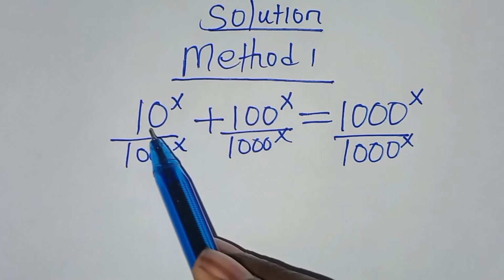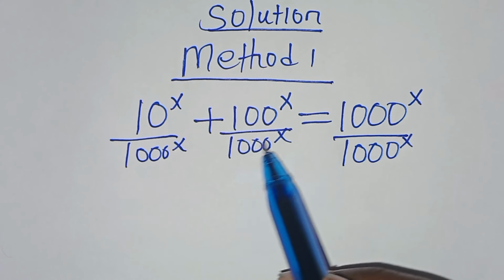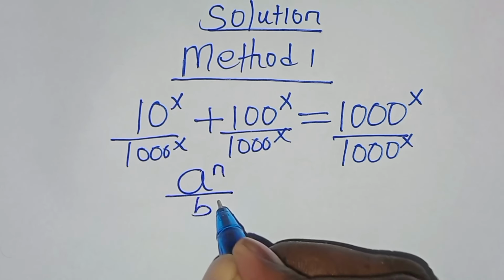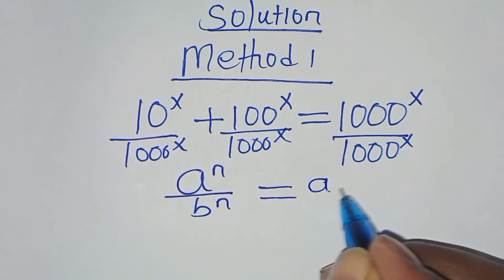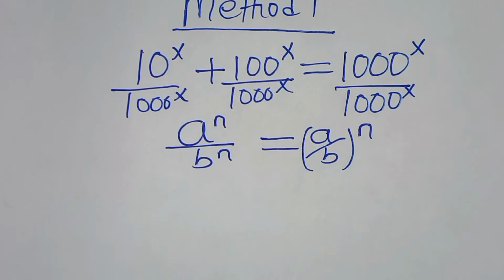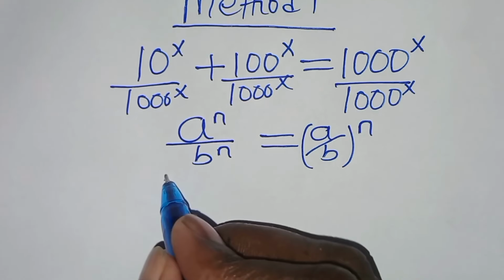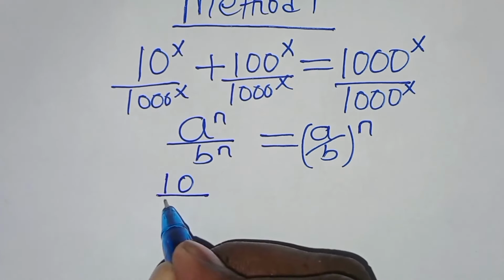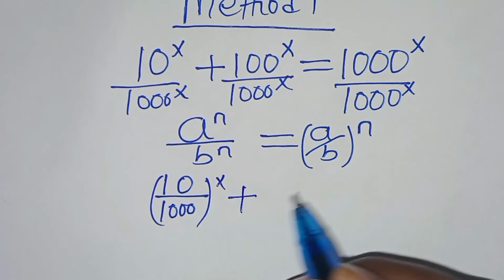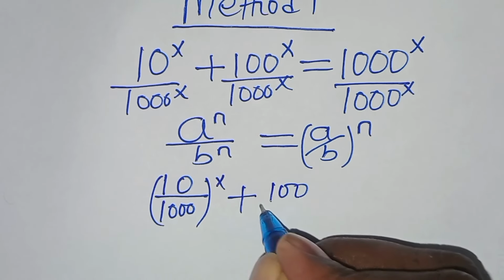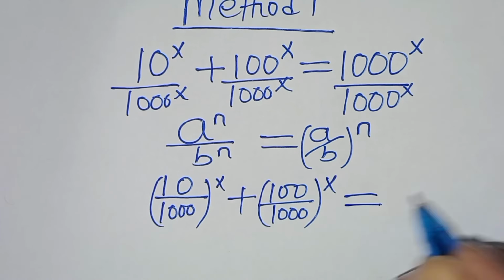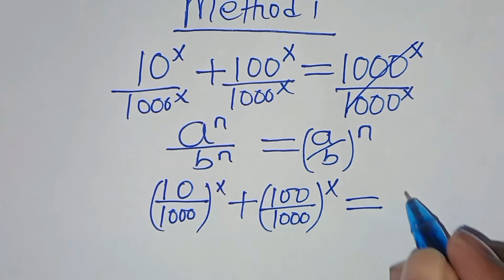So now 10 to the power x divided by 1000 to the power x is in the form of a raised to the power n over b raised to the power n, which we can express as a over b raised to the power n. Applying this exponent property, here we have 10 over 1000 raised to the power x, plus 100 divided by 1000 raised to the power x. This is equal to, we simplify here, 1.